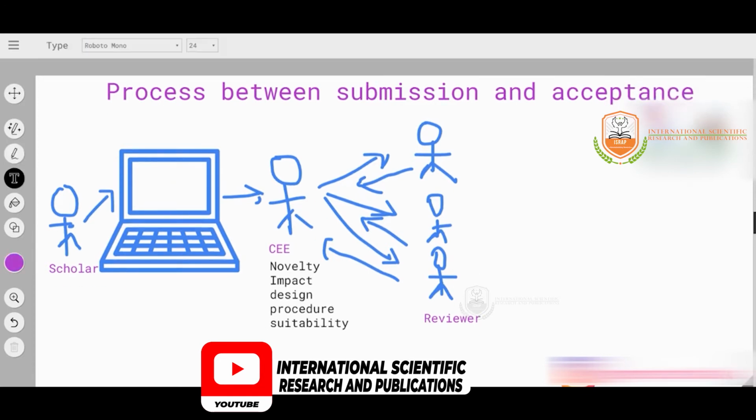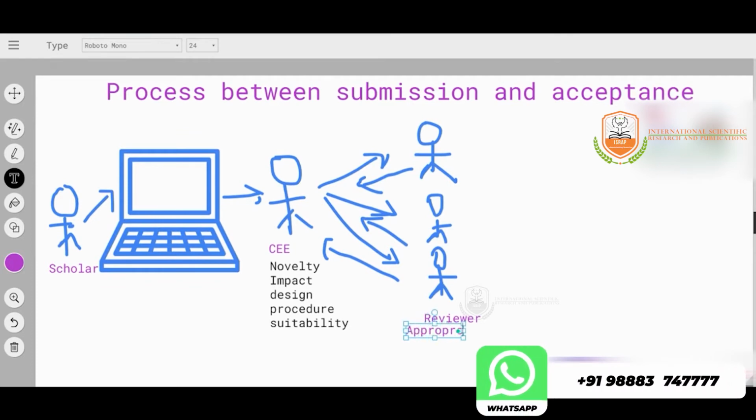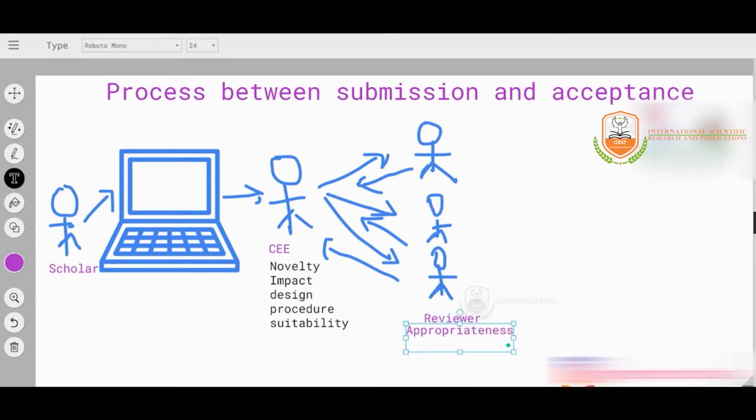Okay, so the things the reviewer will look at, you have to consider all these things. Appropriateness. Okay, next one is what? The literature review, whether you have done a proper literature review about that. They'll be seeing the method.